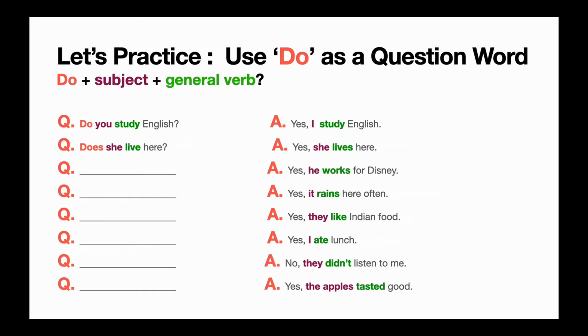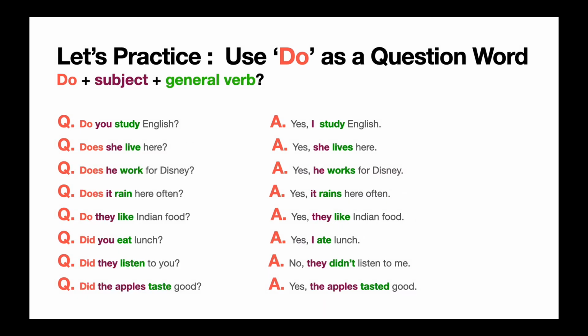So let's practice. See if you can create the correct questions that would give us these yes-no answers using do. Remember that you will have to change the verb into its general form and add do at the beginning of the question. When you're finished, unpause the video to see the answers. So here are some of the answers that you could have come up with.